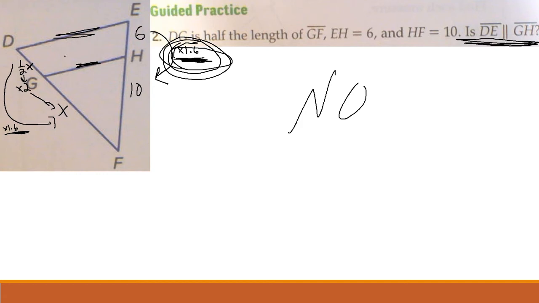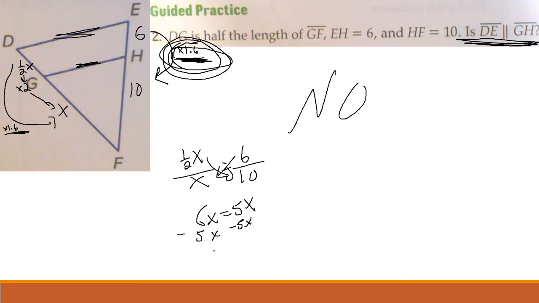If you want to do it the other way, you could just set up the ratios and see if they come out to be a true answer. So you could set it up like this. DG to GF, so 1/2 x to x is equal to 6 to 10. And then you cross multiply. You get 6x is equal to 1/2 x times 10, which is 5x. Subtract 5x from both sides. You get x is equal to 0. Well, x can't be 0 because this length GF can't be 0. You can't have a length of 0, otherwise it wouldn't be on the diagram, it wouldn't exist. So that's how you would know that would also be a no: when you get a nonsensical answer for x, like a 0 or a negative number, that just can't happen as a length.